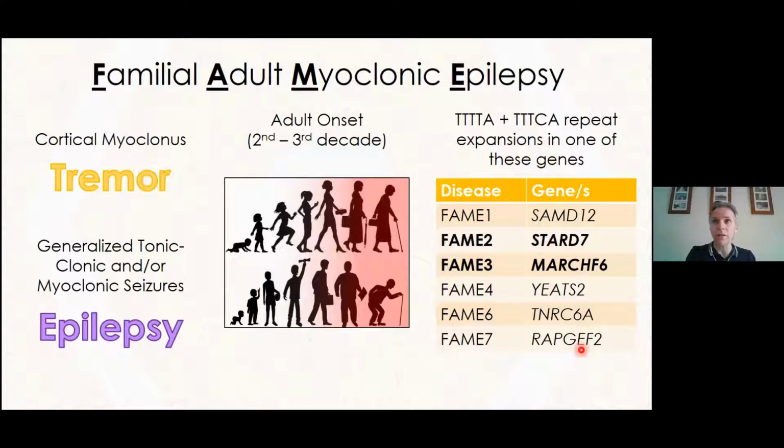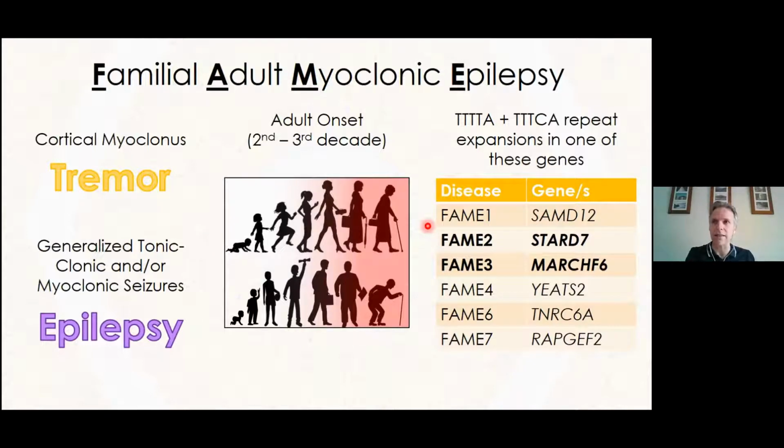The disorder we're interested in, and we've been looking at it for a long time, is familial adult myoclonic epilepsy. It's characterized by typically a cortical myoclonus, which manifests predominantly as a hand tremor, and that can get worse with exertion. In at least 30% of cases, many individuals go on to also have generalized tonic-clonic seizures or myoclonic seizures, basically epilepsy. It's an adult onset, autosomal dominant disorder, and the onset of the tremor typically occurs in the second to third decade of life. The disease is mildly, but not very highly, progressive.